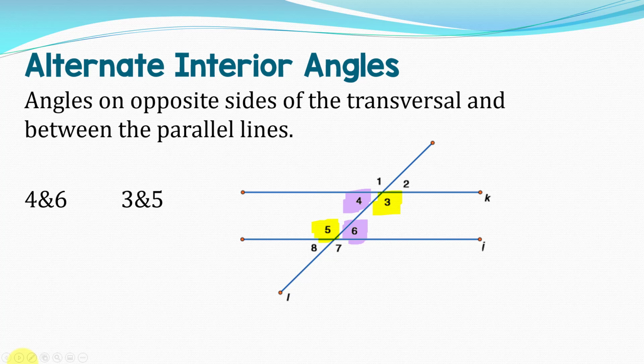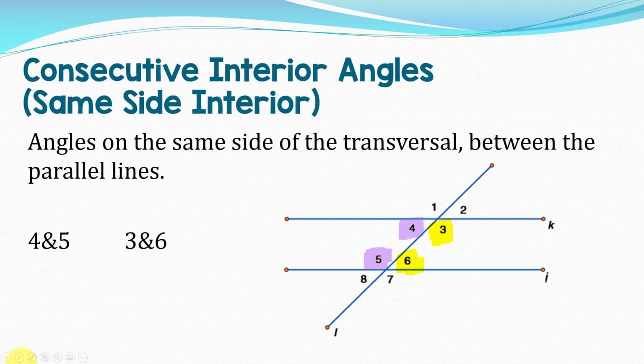Alternate interior, then they are on the alternate sides, the opposite sides of the transversal, and on the inside of the parallel lines. Okay, so for alternate interior angles, 4 and 6, they are on the alternate sides of the transversal on the inside of the parallel lines. So 4 and 6 are alternate interior, and 3 and 5 are alternate interior.